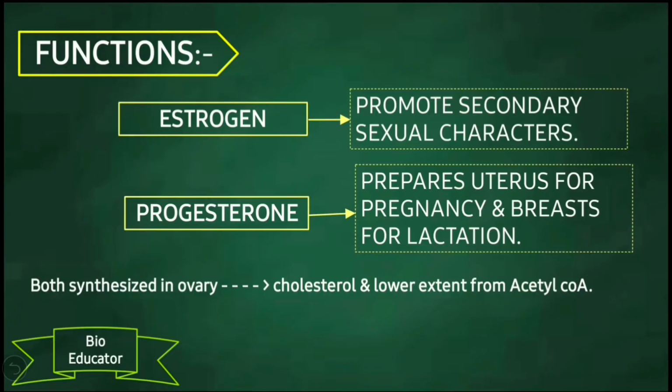Next, what are the functions or effects of estrogen and progesterone hormone? The estrogen hormone promotes secondary sexual characters in females, and the progesterone hormone helps to prepare the uterus for pregnancy and the breast for lactation. Both these hormones are synthesized in the ovary from cholesterol and, to a lower extent, from acetyl coenzyme A.